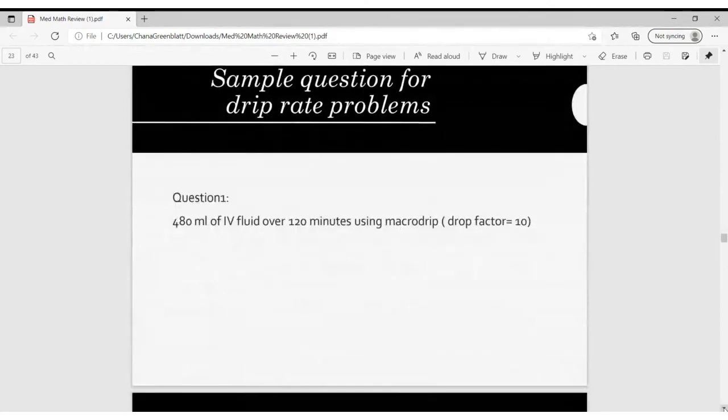Okay, let me just write my formula down. And when you get to a drop factor question, write the equation down so you can just put things in. So I'm writing on my paper, volume to be infused over minutes to be infused times the drop factor, which is always going to be in GTT per minute.